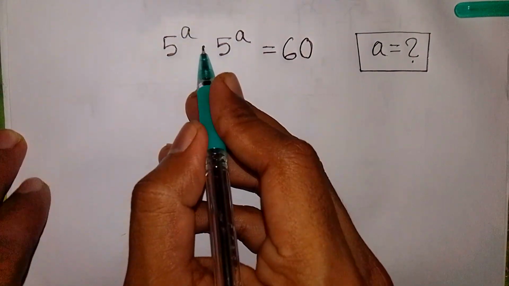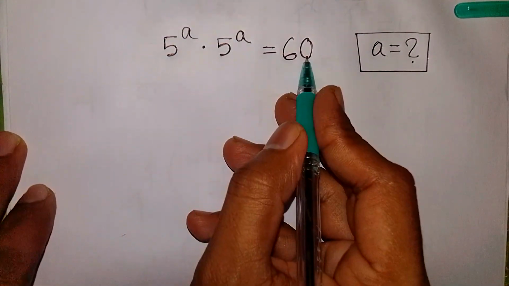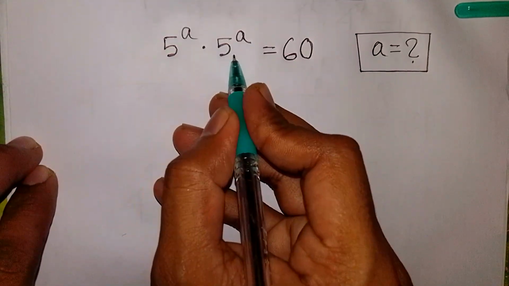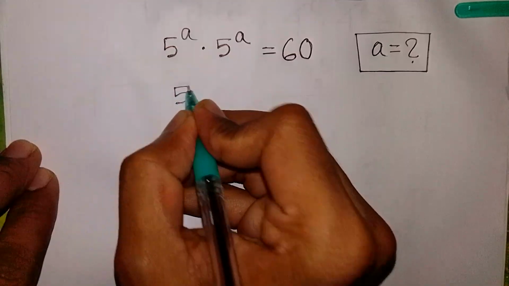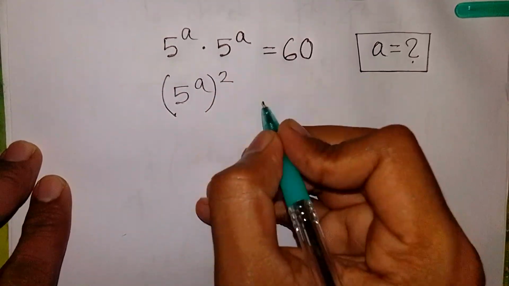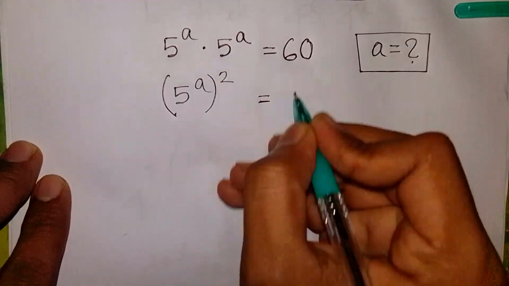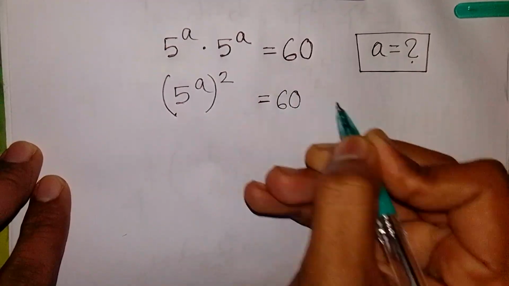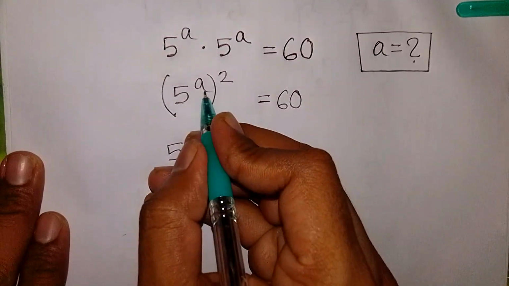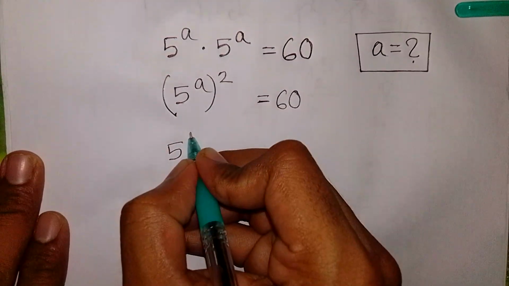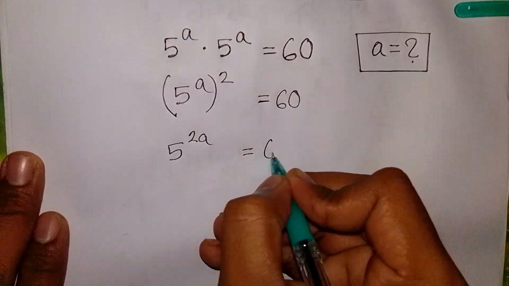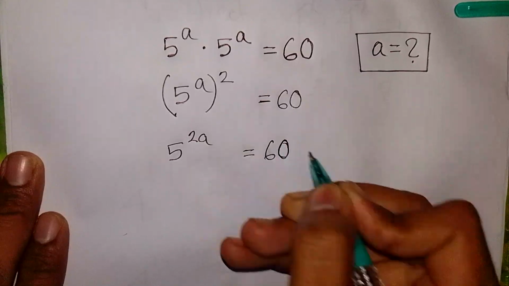5 power a times 5 power a is equal to 60. Find the value of a. So this times this is the same as 5 power a whole square is equal to 60. In the next step, 5 power a times 2 is the same as 5 power 2a is equal to 60.